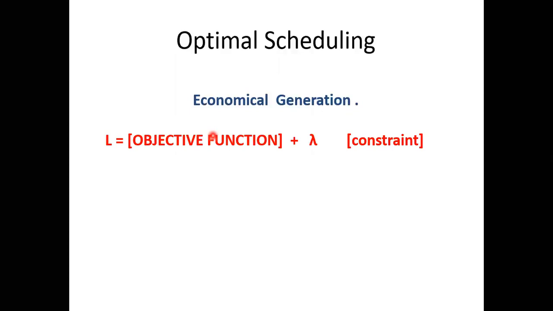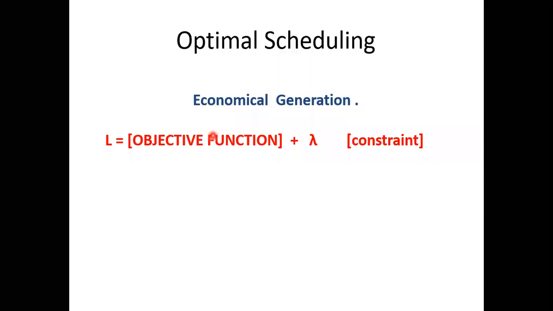So when we want to generate power in an economical way, the term is called optimal scheduling. Optimal means at cheaper rates, or we can say economical way. So optimal scheduling means generating the power in an economical way, or simply economical generation. So how we solve this optimal scheduling when considering a thermal power plant is by considering a special function, that is nothing but an auxiliary function.